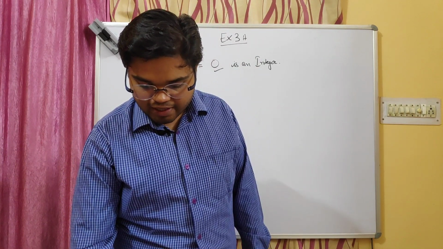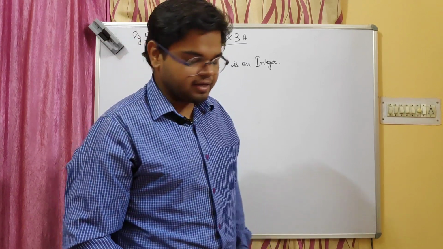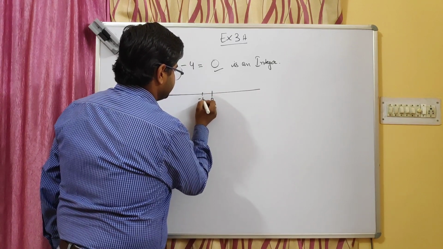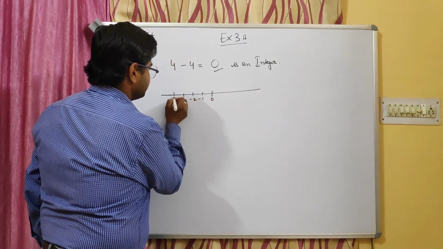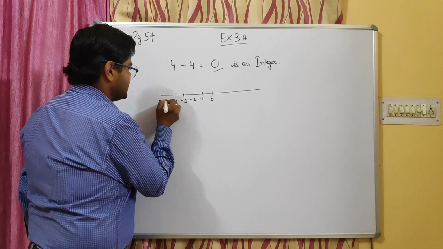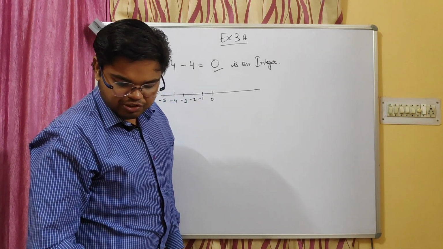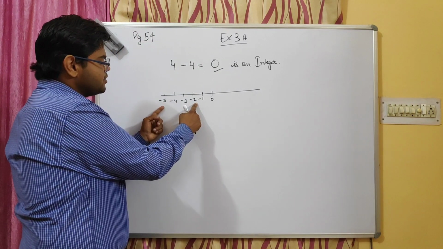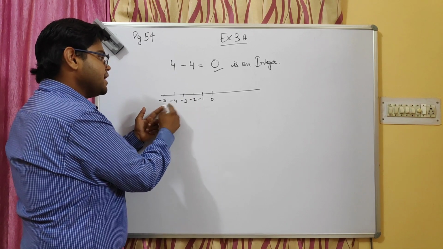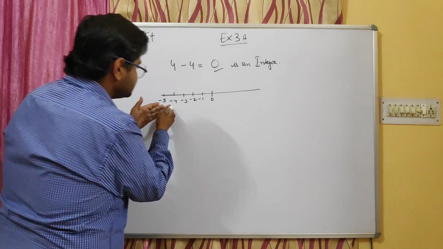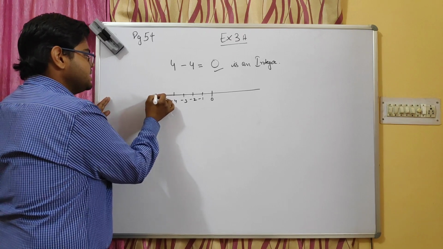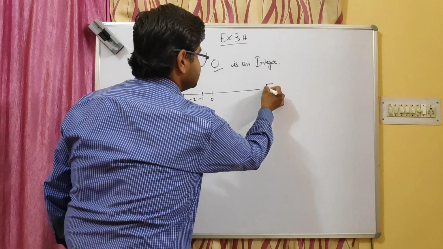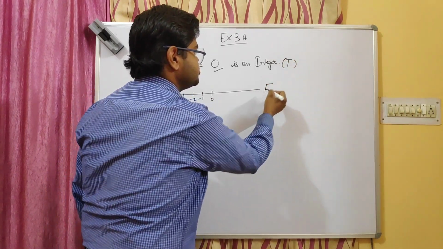Minus 2 is to the left of minus 5 on the number line. So children, if you draw the number line here: 0, minus 1, minus 2, minus 3, minus 4, minus 5. The question says minus 2 is to the left of minus 5. No children, minus 2 is to the right of minus 5. If we move towards the left side of the number line, then it will be minus 6, minus 7. So the second statement is false, the first statement is true.